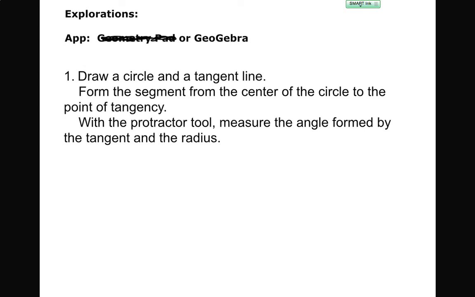Circle. Are we getting tangents? Okay, once you've got a tangent, it says form the segment. So go to just the segment tool. Segment, and touch the center and that point of tangency. So what did you really just draw? The radius. Okay, now find where you can measure an angle.